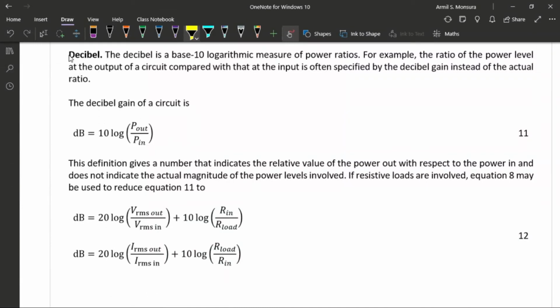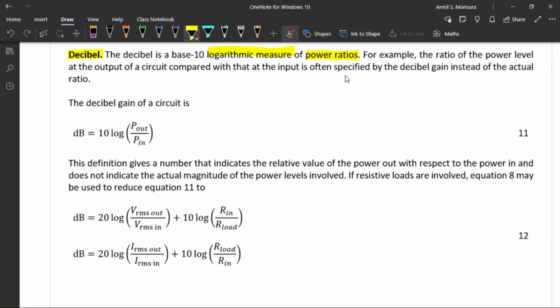Another measurement that is important for a communications engineer to understand is the decibel. We normally use the decibel to express a logarithmic measure of power ratios.